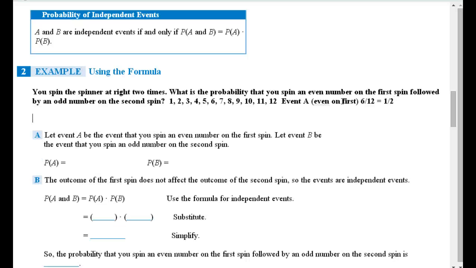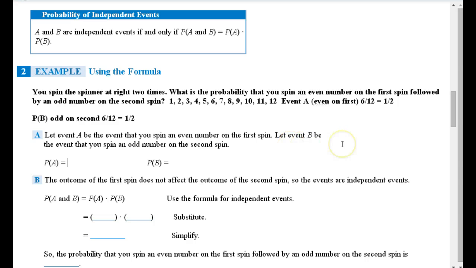And then the probability of B, which was odd on the second spin, would be 6 out of 12, because the other 6 are 1, 2, 3, 4, 5, 6. There are 6 there out of 12, which is also equal to 1/2. And we answer that question here.